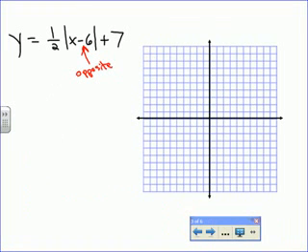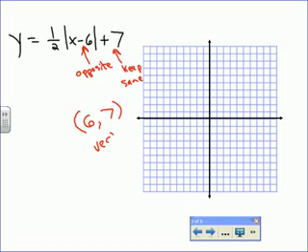What you do is you do the opposite of this number inside the absolute value, and you keep this number the same. So what you can read from that: the opposite of negative 6 is positive 6. Keep 7 the same. That's going to be our vertex. So 6, 7: 1, 2, 3, 4, 5, 6, and then up 7. Here's our vertex.